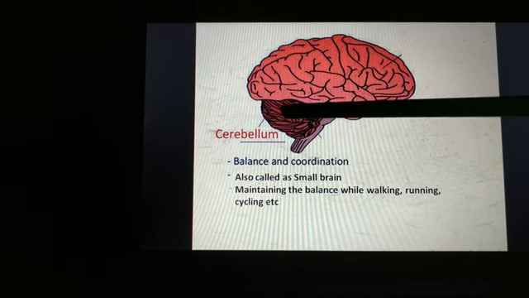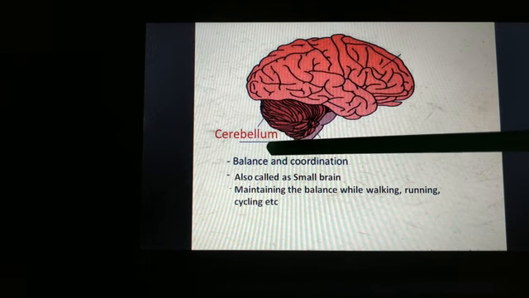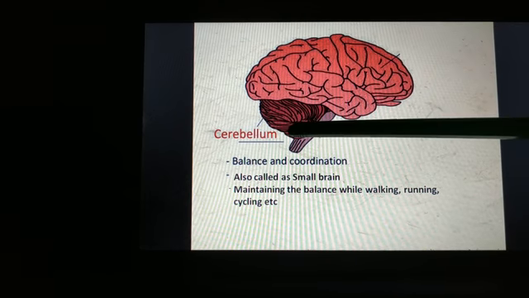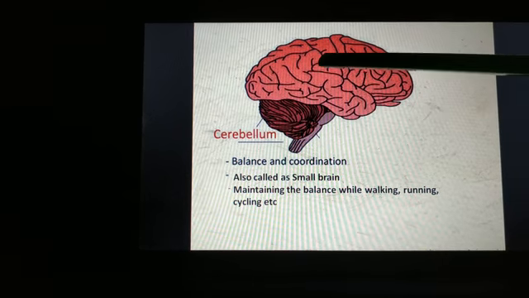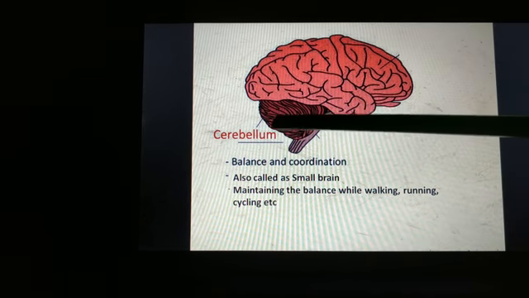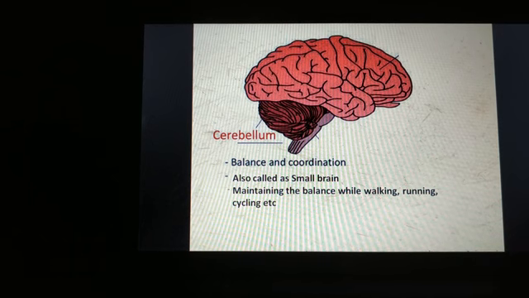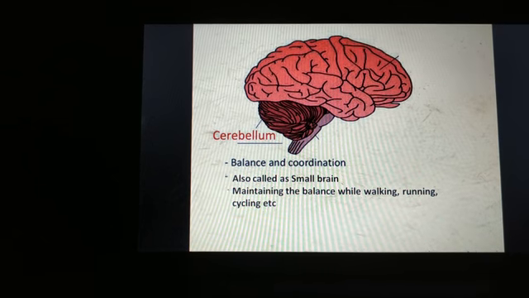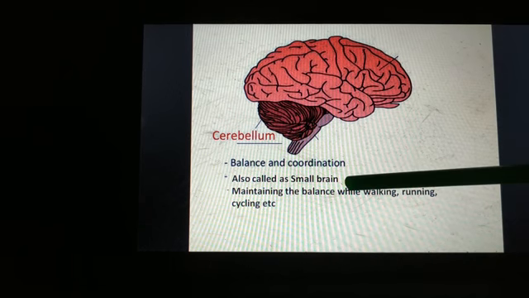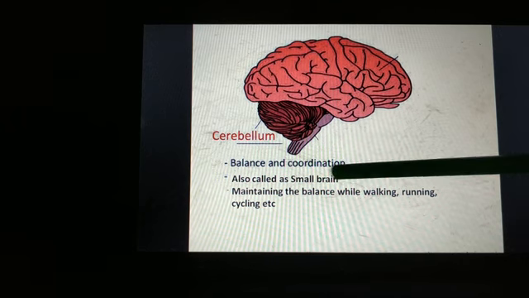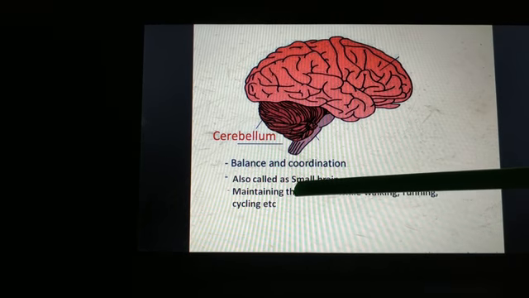The next part of the brain is the cerebellum. The cerebellum is present just below the cerebrum, and it is smaller in size as compared to the cerebrum. It is also called the small brain.